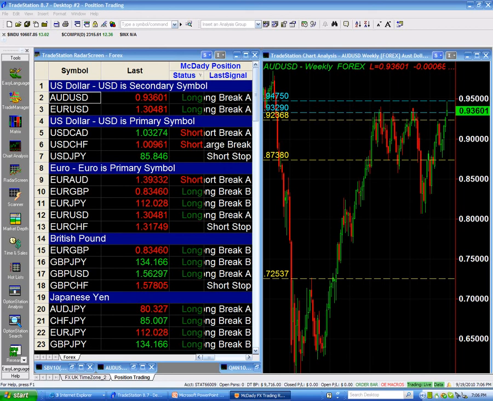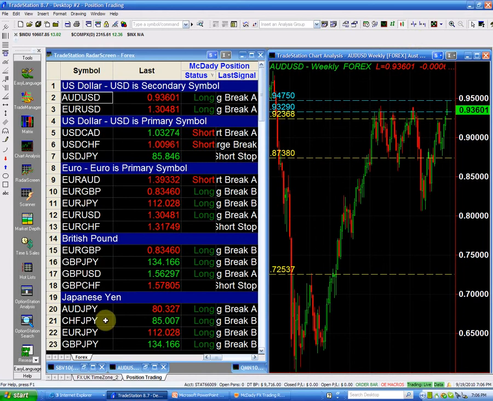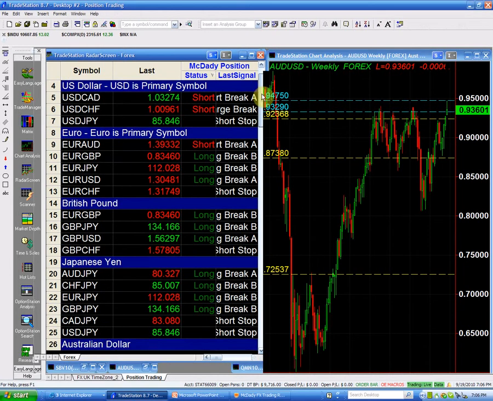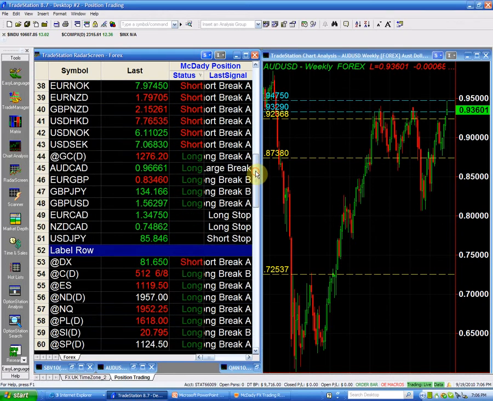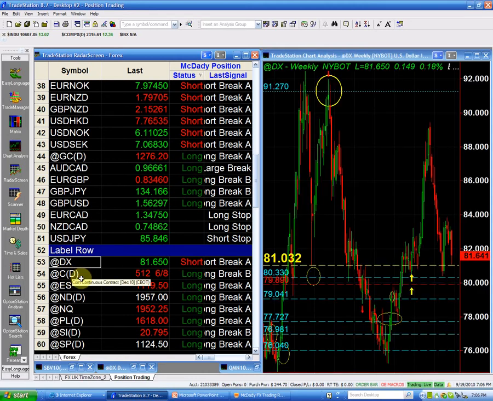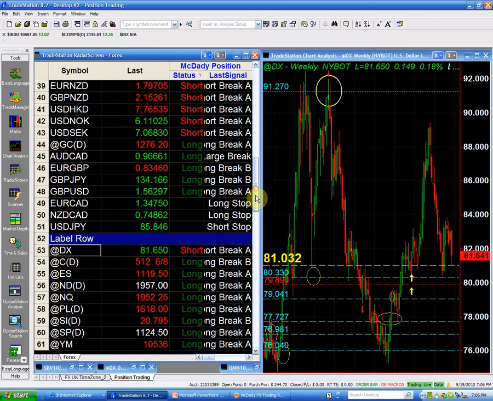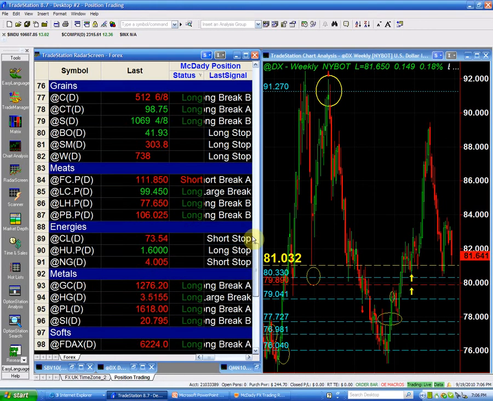We look at what we call the indexes. And the index is nothing more than a basket of a currency versus all other currencies. It is not the dollar yen, it is not the dollar Swiss, it is not the dollar CAD, it is the dollar, or it is the Swiss franc. It is that currency versus all other currencies.